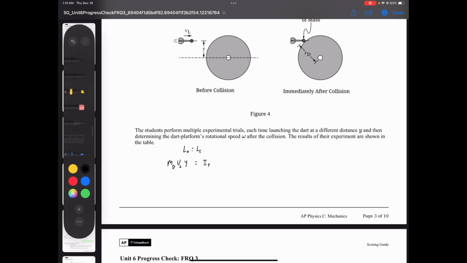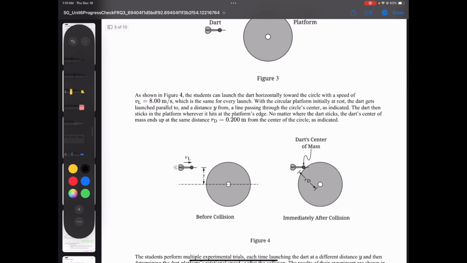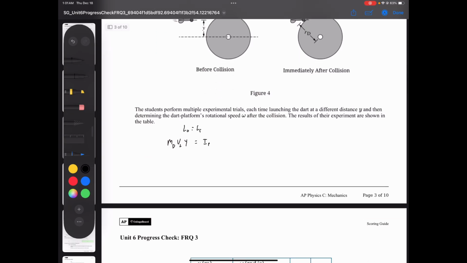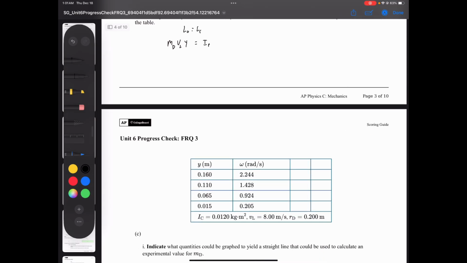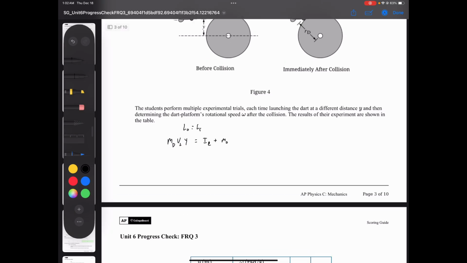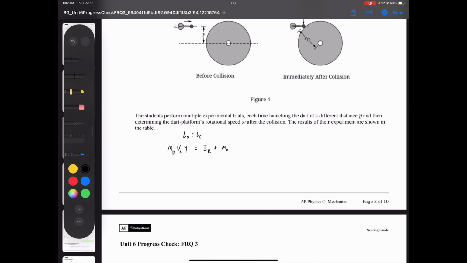So we have the circular platform. What symbol do they use for it? So they use IC. Yeah. So it's like circular platform. Okay, so we have circular platform plus the moment of inertia of the dart, except now for this one, it's going to be the mass of the dart times this radius, because that's going to be the distance from the axis of rotation, okay?